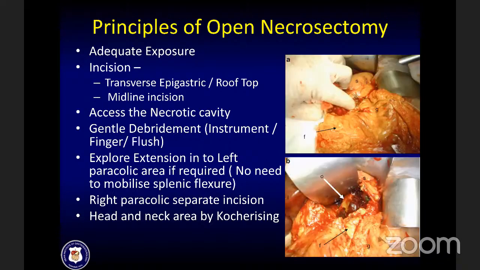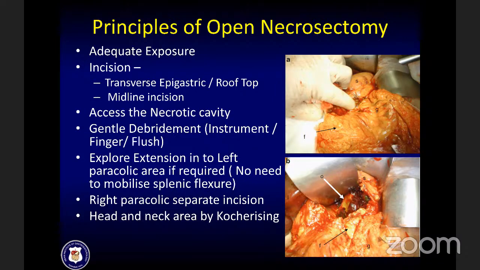A gentle debridement with an instrument or a finger flush is what is required to remove all these debris, which can be easily separated. And you can explore into the left paracolic if required, by incising the left paracolic gutter, and you can communicate the lesser sac into the left paracolic gutter. You need not separate the splenic flexure, because you are going behind the transverse colon and into the paracolic gutter. So you can convert it into one cavity.